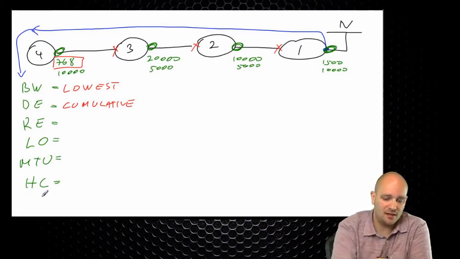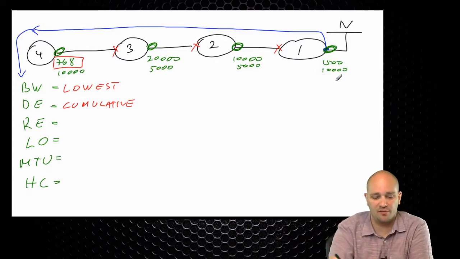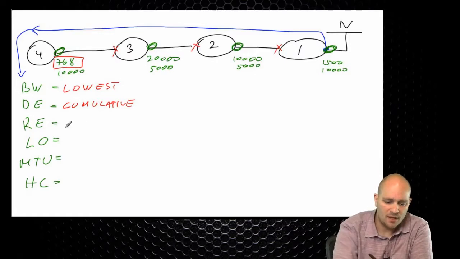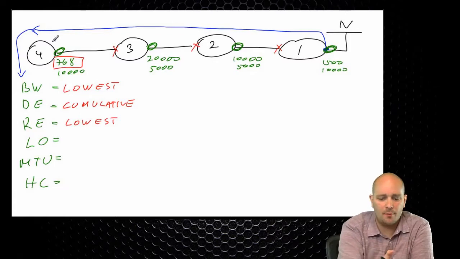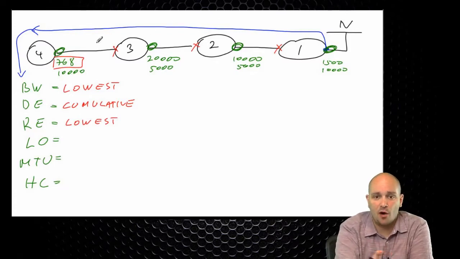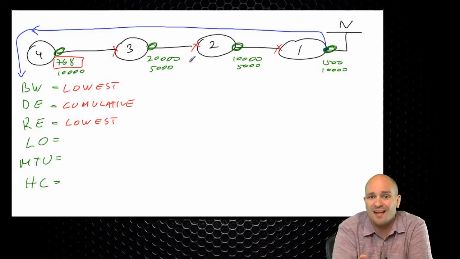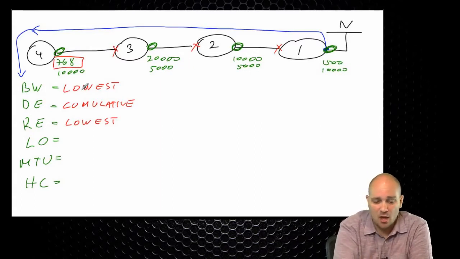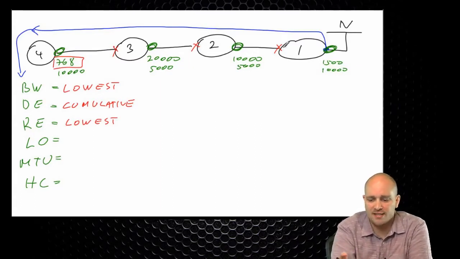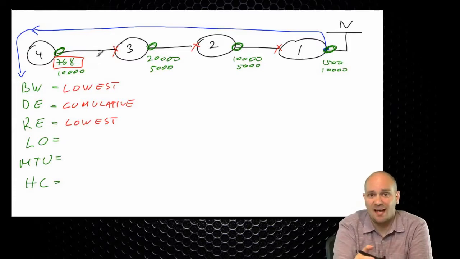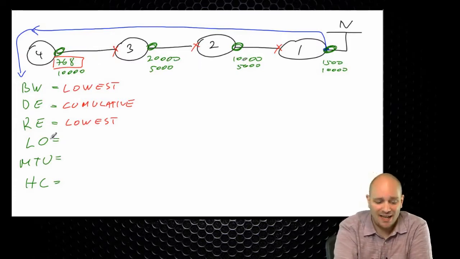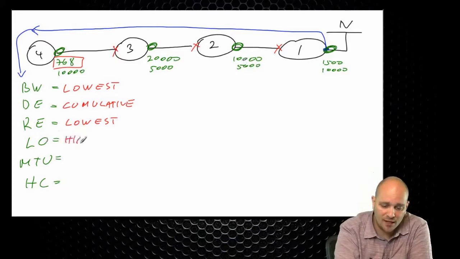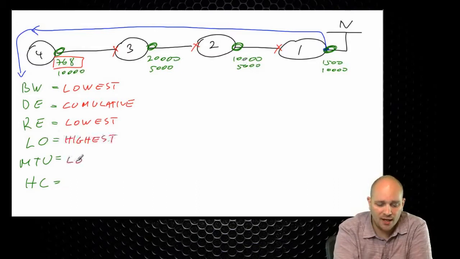So for delay, it's going to be the sum of all delays on the interfaces. For reliability, spare me the time from giving you the values. It will be the lowest reliability. Why? Because how reliable is our end-to-end path? Our end-to-end path is as reliable as the least reliable link in the path. Also for load, how loaded is our path? Our path is as loaded as the most loaded link. So for the load, we are going to be carrying the highest value. For MTU, again, we are going to be carrying the lowest value.